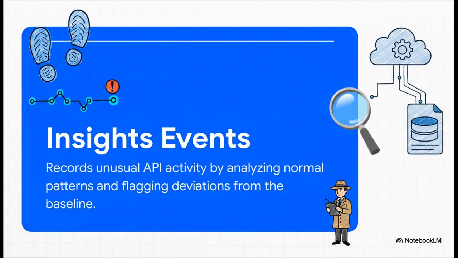And finally, there are insights events. Now, this is where CloudTrail gets really smart. It actually uses machine learning to figure out what normal API activity looks like for your account. It establishes a baseline, and when it sees something weird, like a sudden spike in API calls or a jump in error rates, it generates an insights event. It's basically an early warning system for trouble.